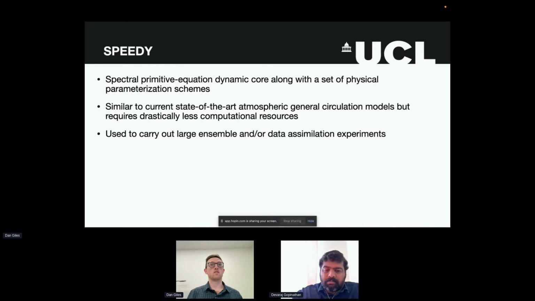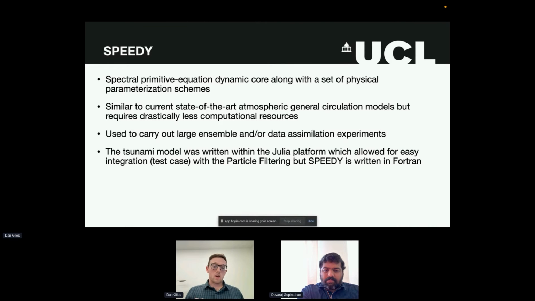This is used a lot and was developed primarily with the idea of running large ensembles or, say, data assimilation techniques. So it's not used in practice or in an operational case, but it is used to run and see what happens when you run quite large ensembles, because it requires a lot less computational resources.